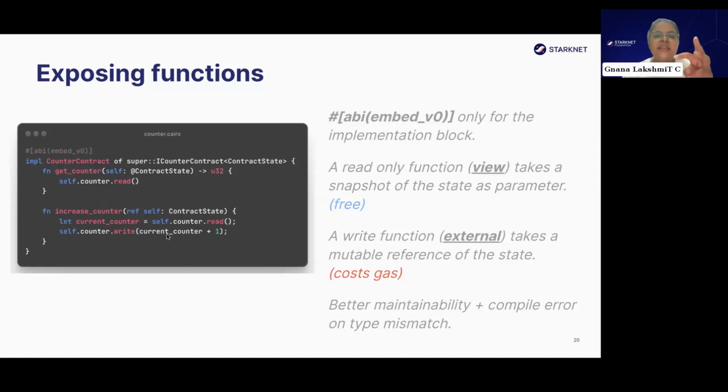So there are three takeaways from this particular slide on exposing functions. One is you want to expose all of your functions within an implementation block to be able to be called externally, so you need to add an ABI embed annotation. Another is, now we come to the functions themselves. If the function is read only, it's only doing read operations, you can have a self parameter, and this only takes the snapshot of the state as a parameter. So you will see the at. Or if you want to write, then you have to take a reference, and this takes a mutable reference of the state. Of course, this costs gas, and this is free, right?